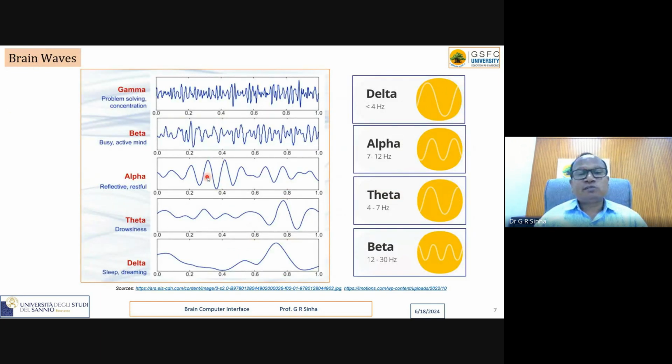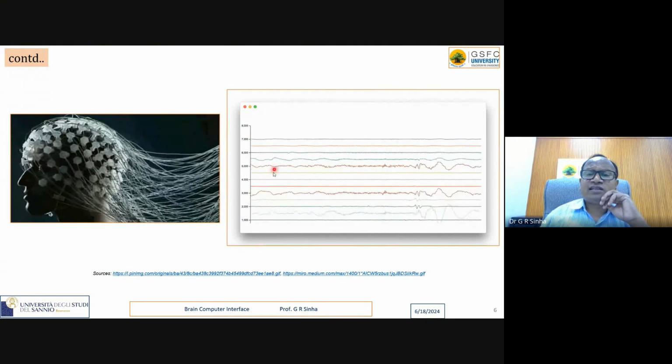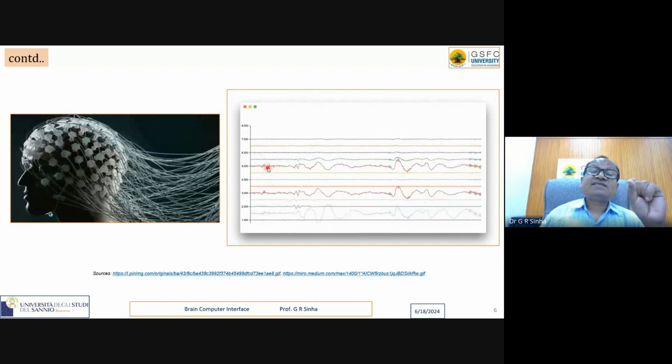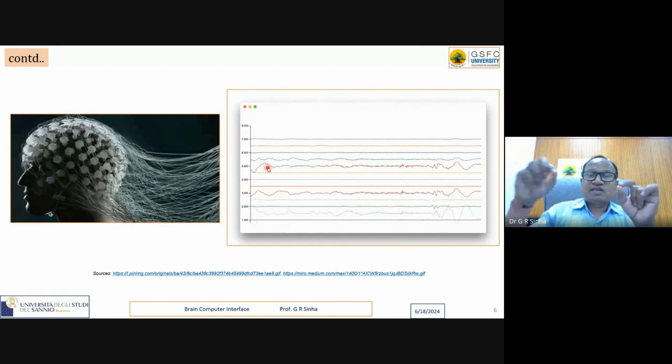And look at this picture. I think this particular picture was included in yesterday's lecture also. Gamma, beta, alpha, theta, and delta. Now let us understand what these gamma, alpha, beta, theta are. Look at the EEG signal. This is one EEG signal. Any signal you take from any channel, this is a composite EEG signal. Composite is a time series signal.